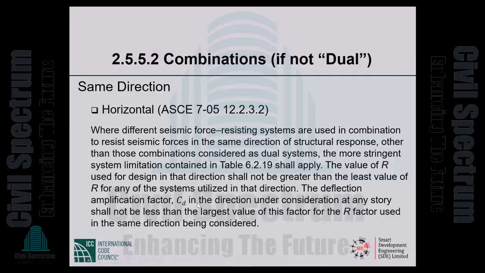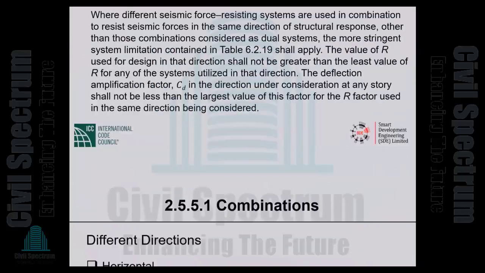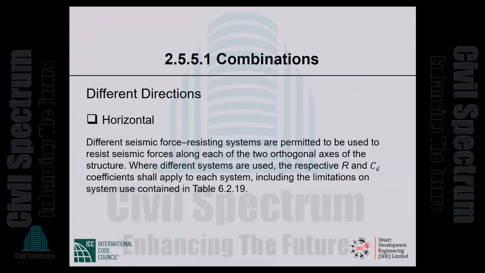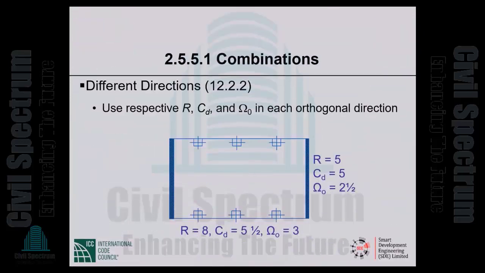Deflection amplification factor C sub D in the direction under consideration shall not be less. So C sub D will be the largest, and omega sub 0 also shall be the largest. BNBC doesn't say that, ACI 7 says that. If you have different combinations in different horizontal directions, you have special moment frame here, special shear walls there. You design for the respective R, omega sub 0 and C sub D values. Okay, pretty simple.